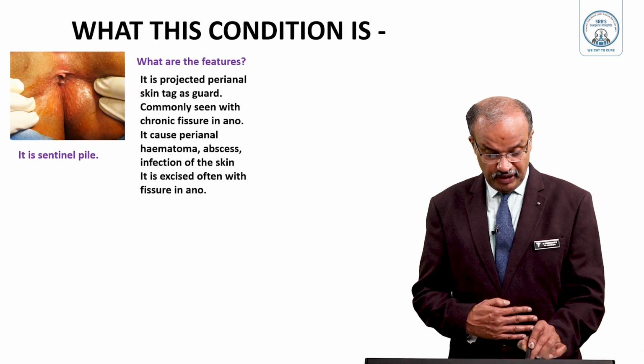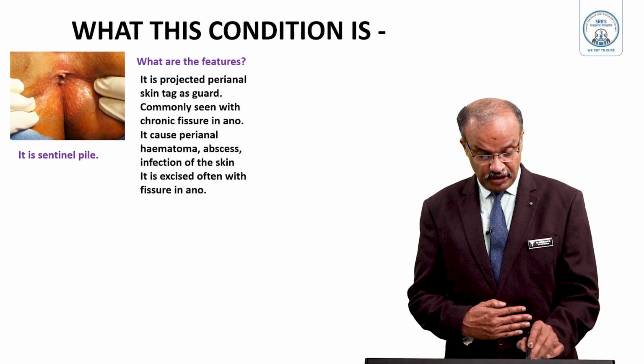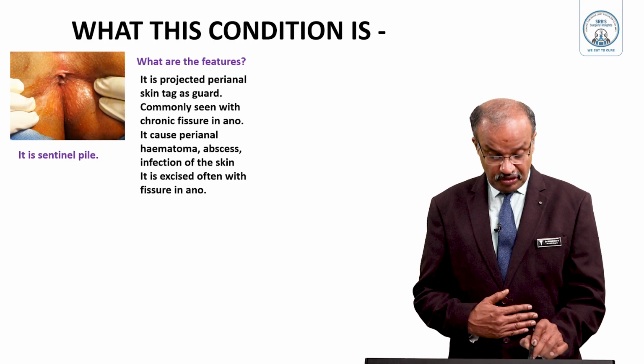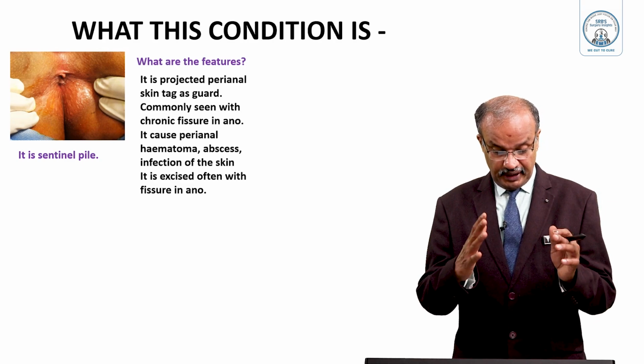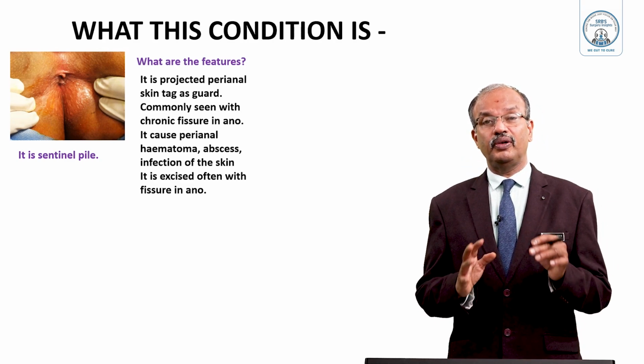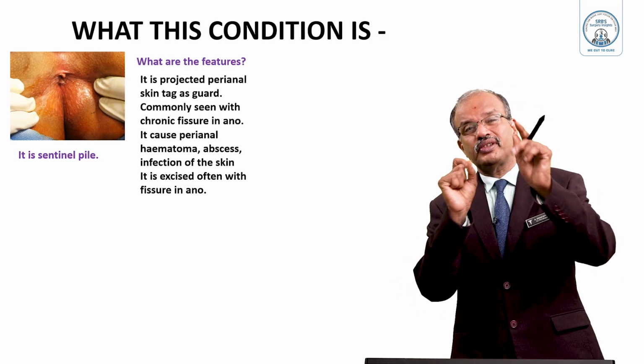It is a projected perianal skin tag, a guard, as I already told, commonly seen in the chronic fissure in ano. It causes perianal hematoma, abscess formation, infection of the skin. It is excised along with the fissure in ano. If it is only an external tag, you can excise it with the cautery.